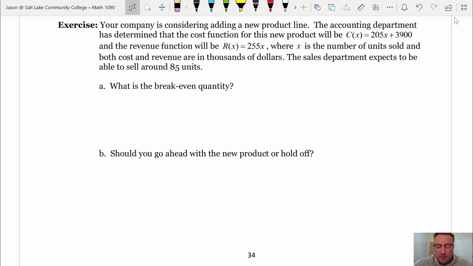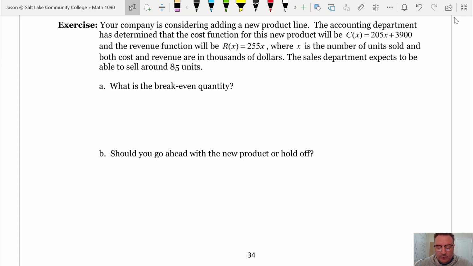Okay, and the revenue will be R of X is equal to 255X, where X is the number of units sold, and both cost and revenue are in thousands of dollars. The sales department expects to be able to sell around 85 units. What is the break-even quantity?